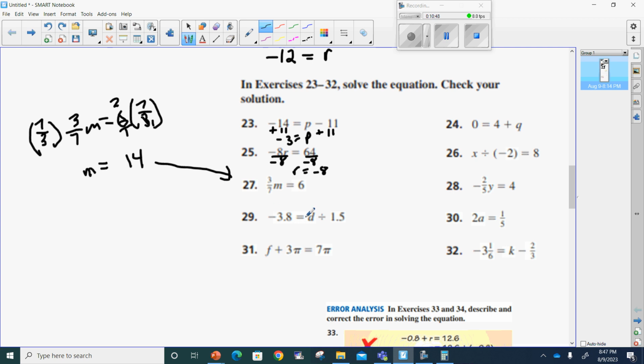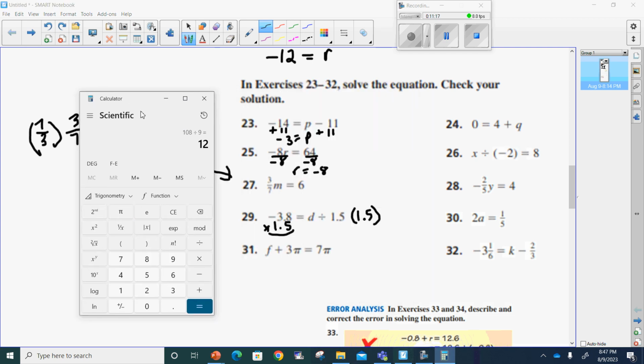All right, next is number 29. They're just trying to put some decimals in here to see if you know what to do with them. Since d is being divided by 1.5, to get rid of 1.5, I'll have to multiply it by 1.5. Again, whatever I do to one side, I'll do to the other. So I'm simply taking negative 3.8 and multiplying it by 1.5. All right, we'll use our calculator, just get through that pretty quick here. And if I have 1.5 and I multiply it by negative 3.8, that's going to give me negative 5.7.